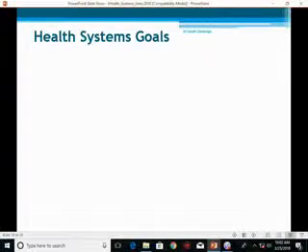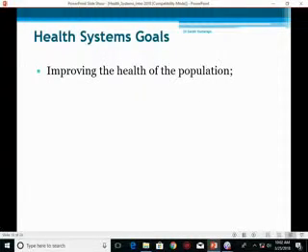What do we expect from a health system? The WHO recently came up with a model of what we expect from a health system. The basic goal is improving the health of the population. That is why we need to have a health system. We need to improve the health of the people. That is the very basic thing we need to do.